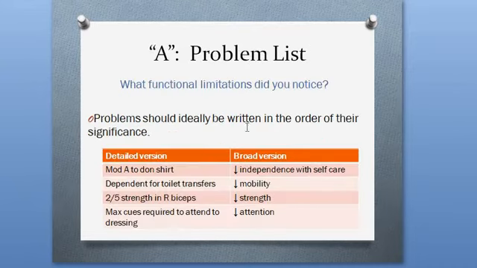And here's an assessment problem list. Problems should ideally be written in order of their significance, which I agree with. So a detailed version, for example, is "modest assistance to don a shirt." A broad version is "decreased independence with self-care." So which is better? It just depends.